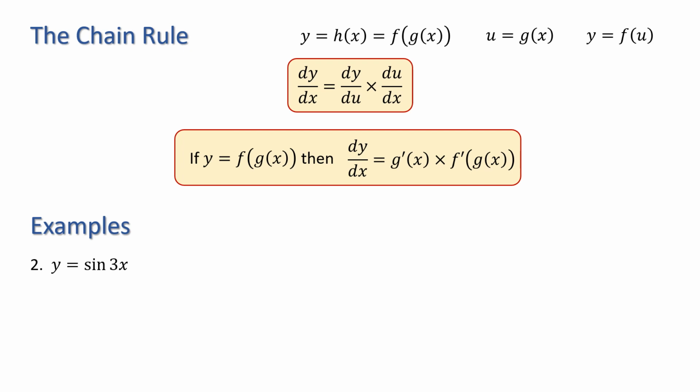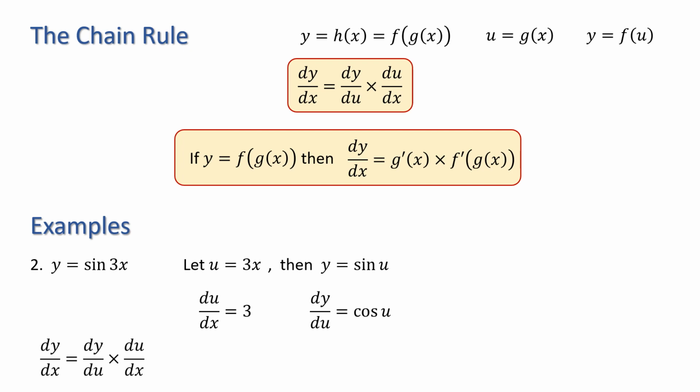Here we have sine 3x, so we let u equals 3x and y equals sine u. Then du by dx equals 3, and dy by du equals cos u. Applying the chain rule, we have cos u times 3, which is 3 cos 3x.